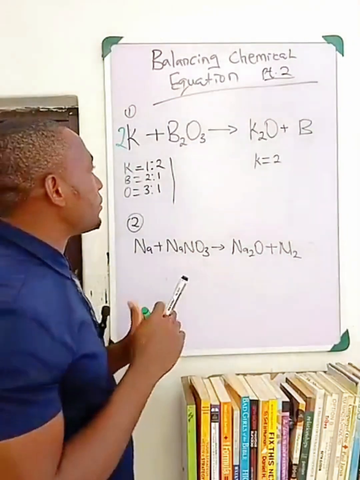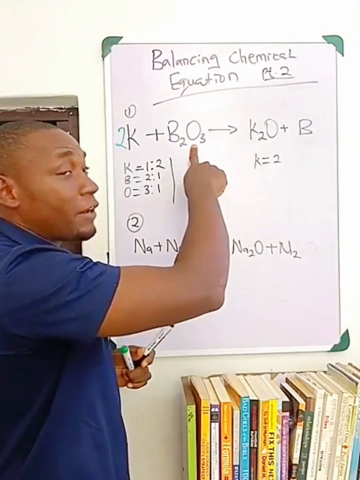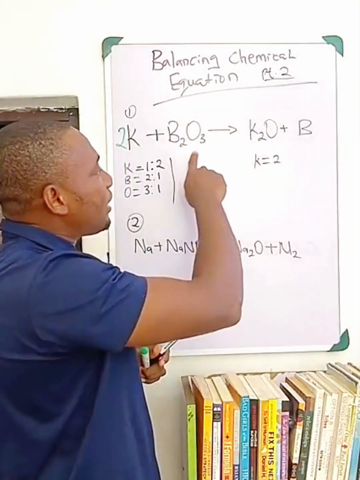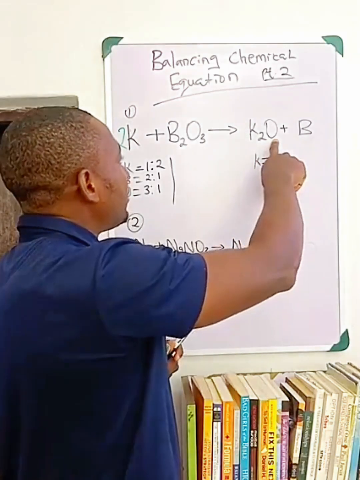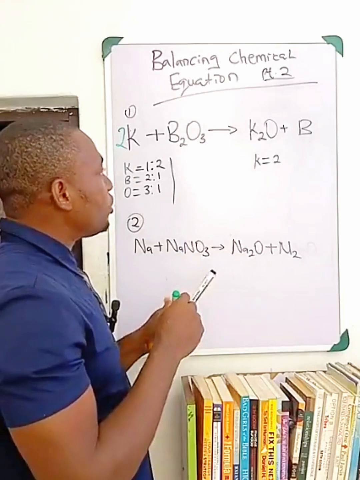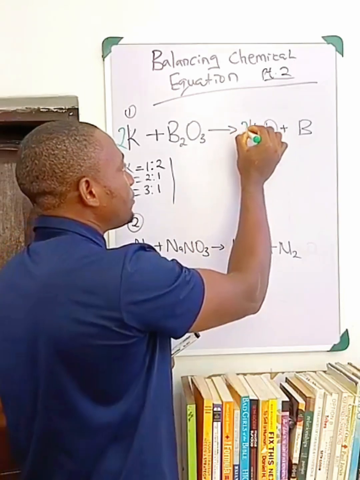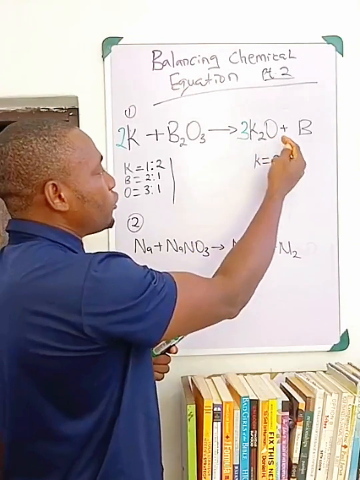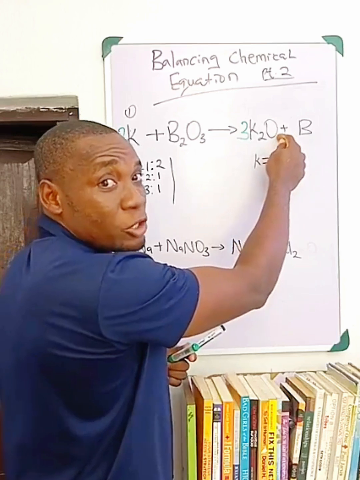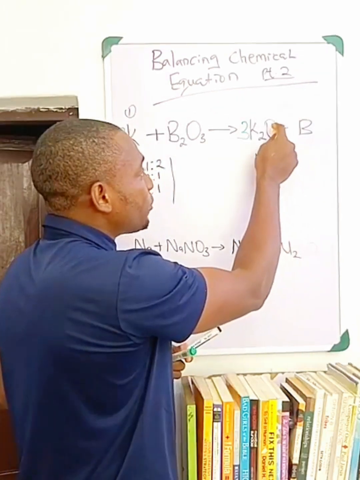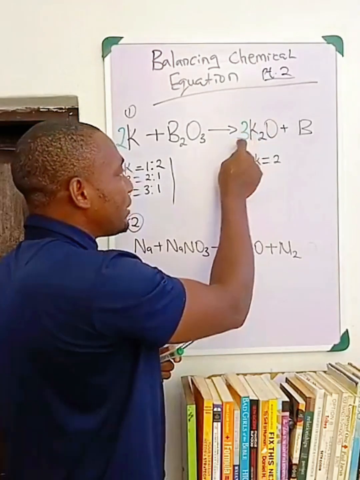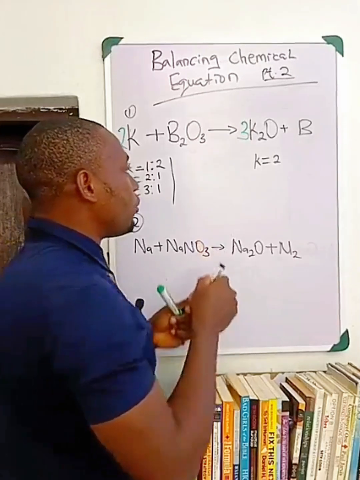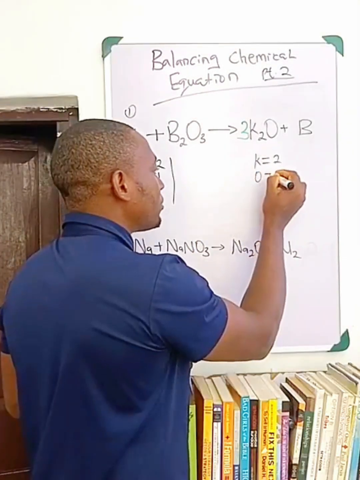The next is oxygen. Let's balance oxygen. How many oxygen do we have here? We have 3 oxygen here, then 1 oxygen here. So for us to balance oxygen, we add 3 to this side. Normally there is 1 here, so when you multiply 1 by 3, it will give you 3. Then oxygen is already 3 here.